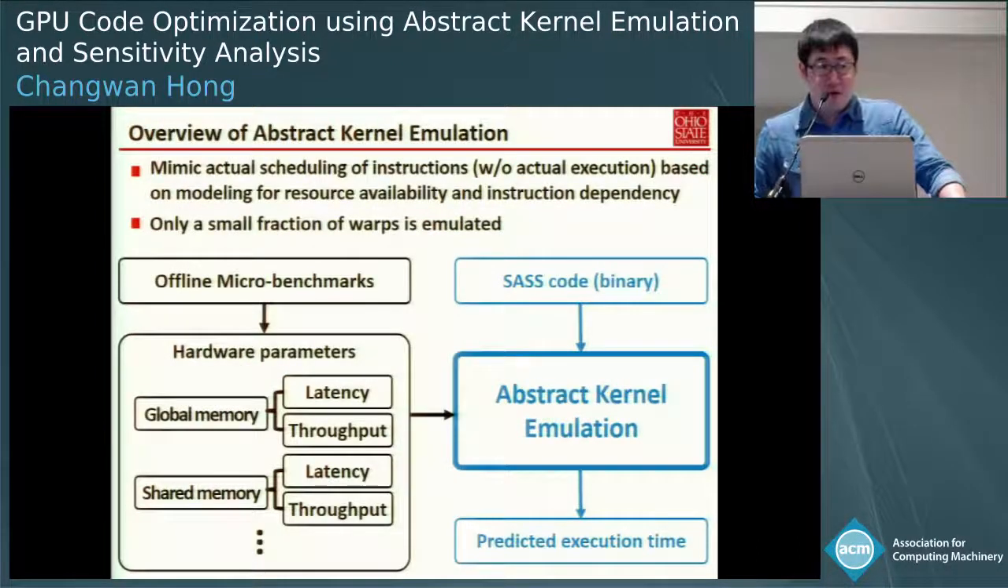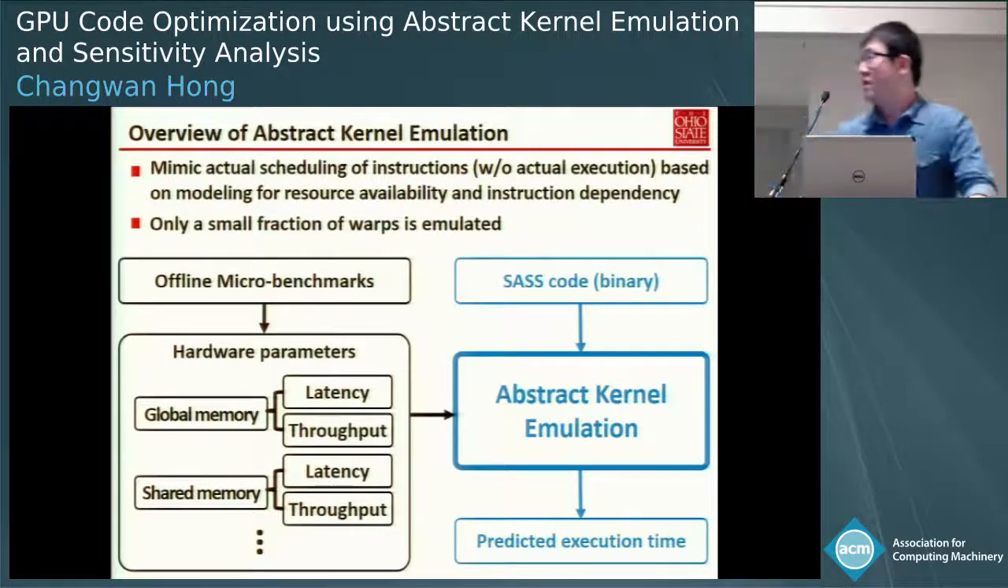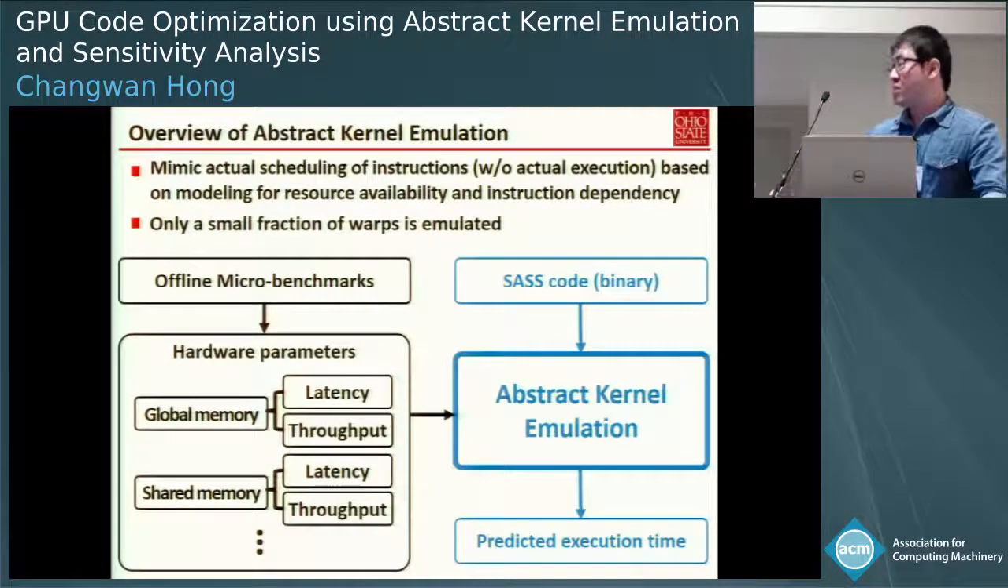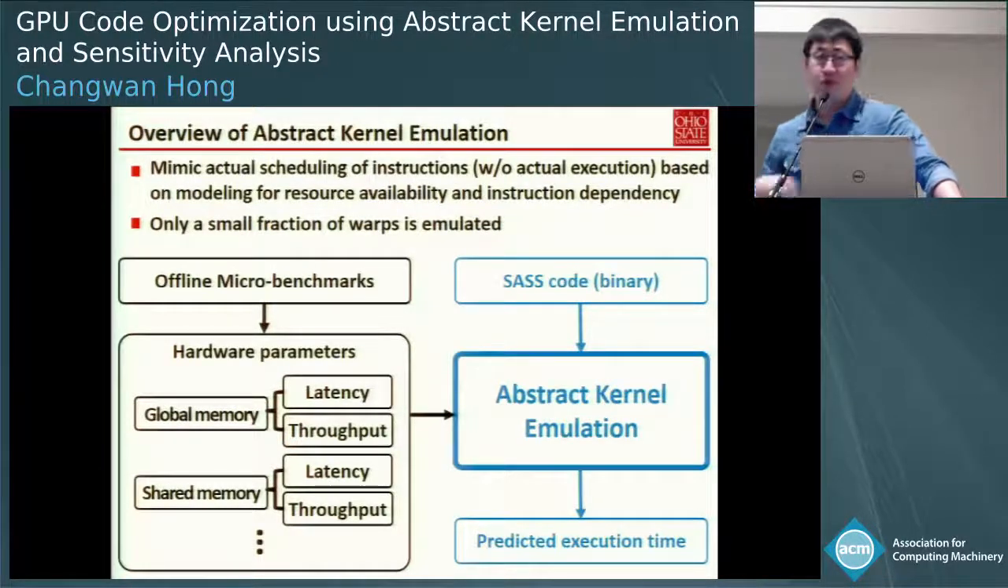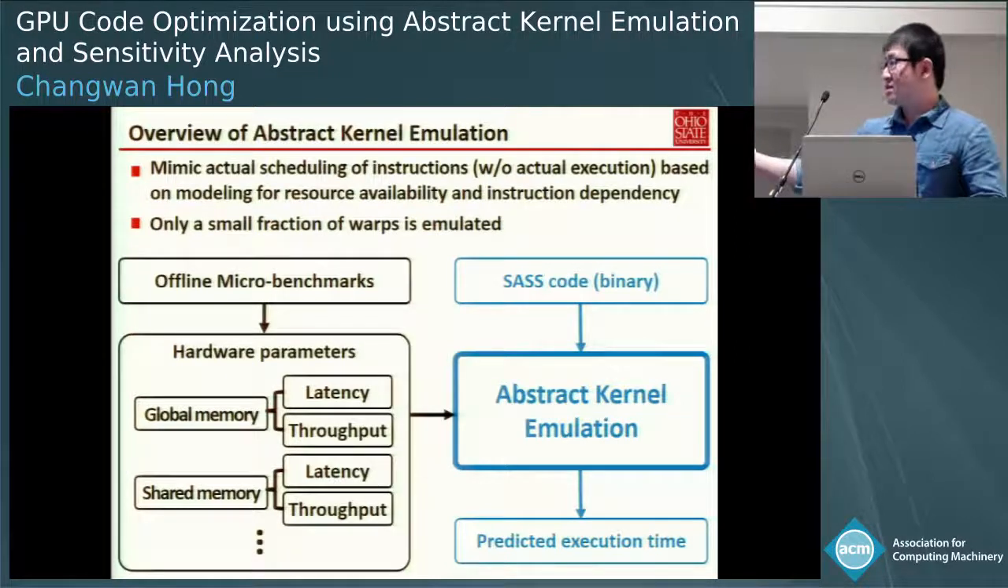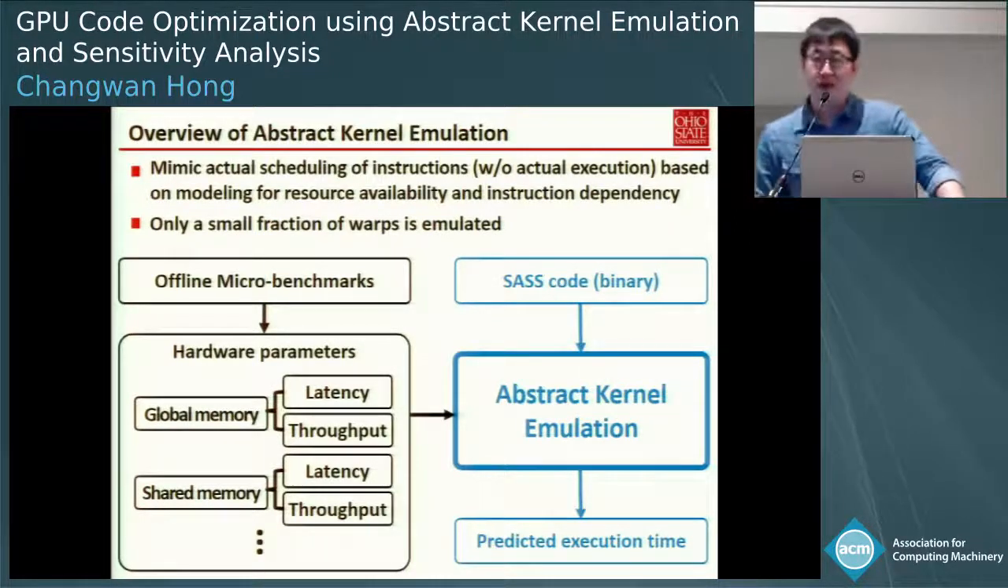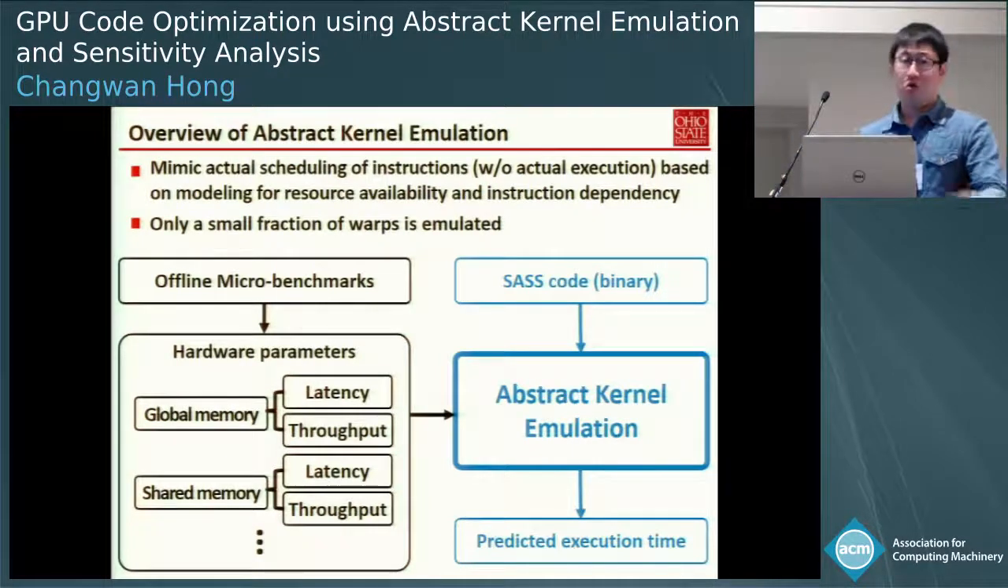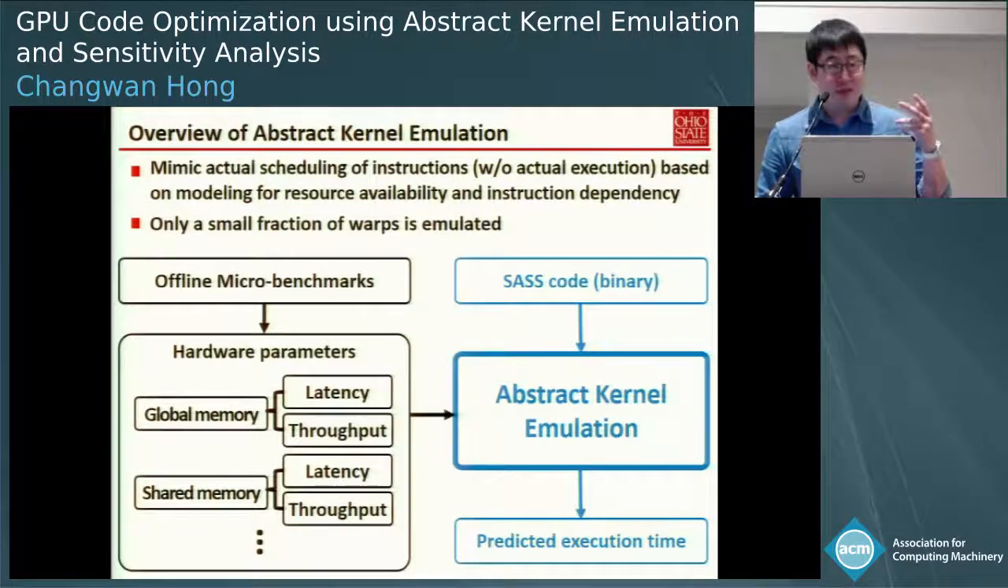Abstract kernel emulation is a simple performance model for each hardware resource, characterized by a set of microbenchmarks. Based on that, abstract kernel emulation mimics the actual scheduling of instructions without actual execution, based on modeling of resource availability, which is associated with throughput, and instruction dependency, which is related to latency. Also, to enhance the speed of abstract kernel emulation, we only emulate the maximum set of thread blocks that can be concurrently launched on one SM, streaming multiprocessor.